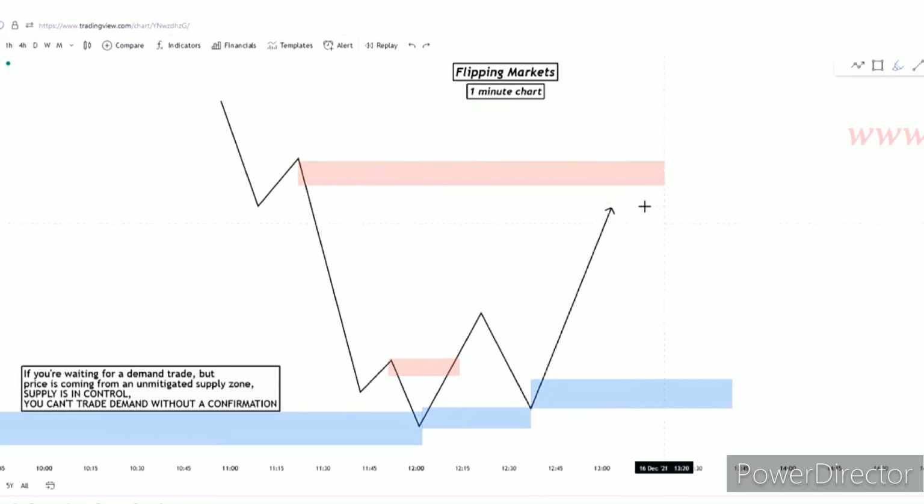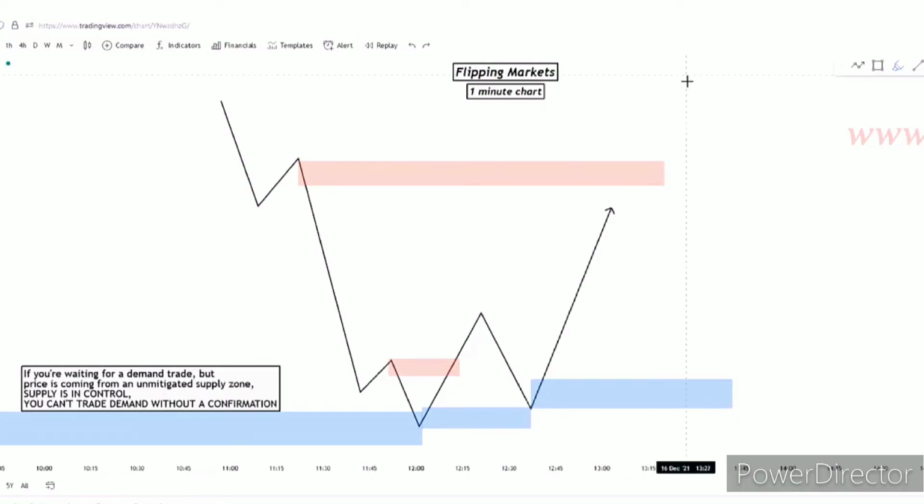Okay, the second scenario: if price reverses before this supply zone and does not tap into any supply zone, then you can open a risk entry here without any confirmation because demand is still in control and you can easily target the next unmitigated supply zone after the tap of this demand zone. So once more, if price reverses before this supply zone, you can easily open a risk entry here and target the next unmitigated supply zone because price did not tap into any supply zone, so demand is still in control.